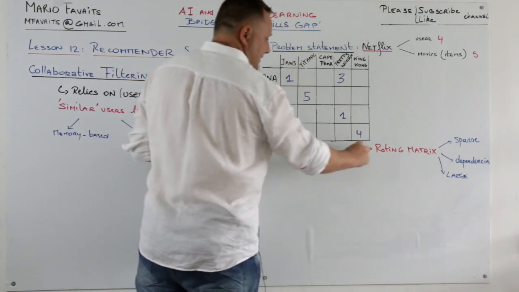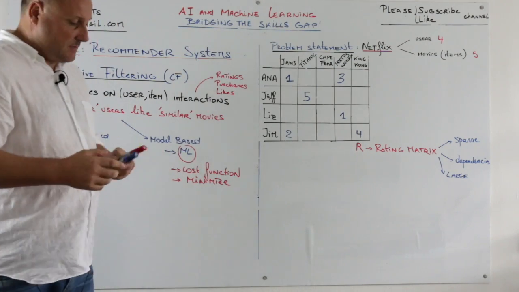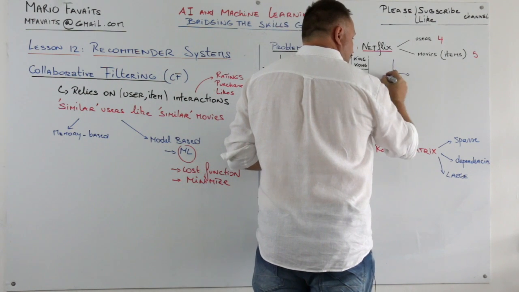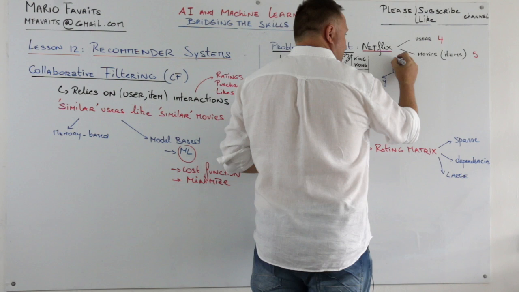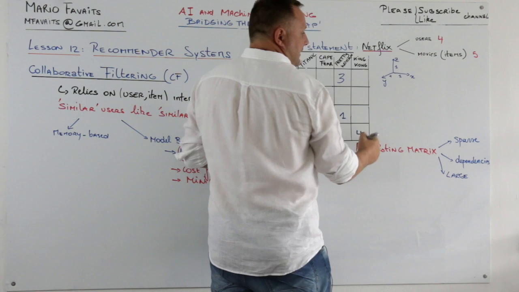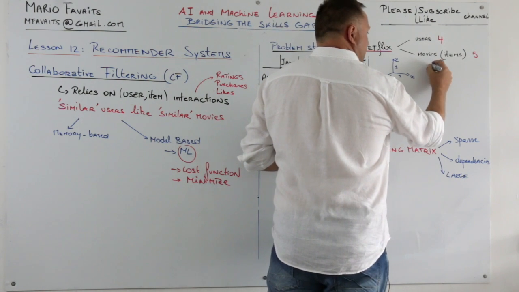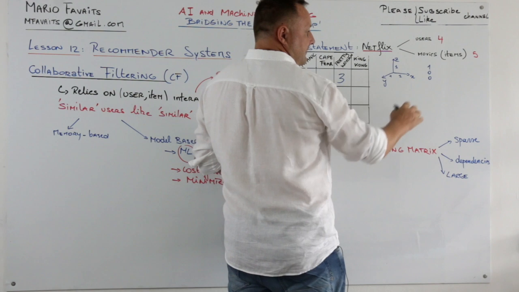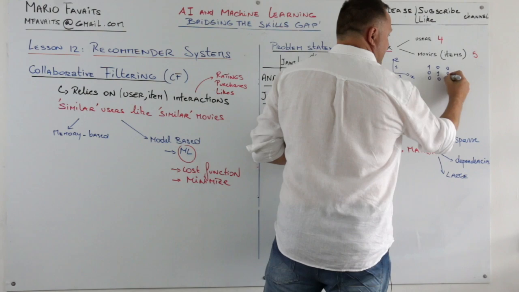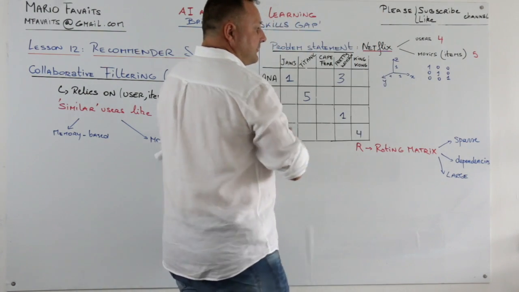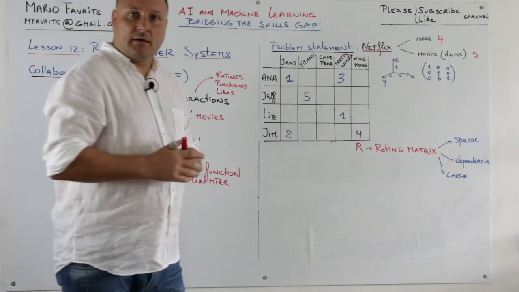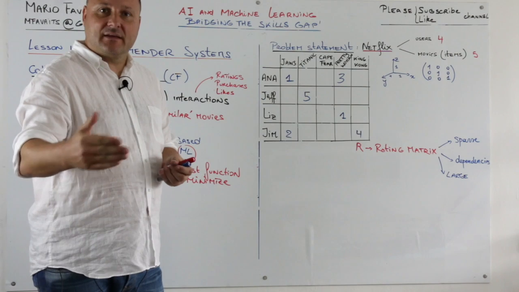This matrix here we call the rating matrix. Remember what is a matrix? Suppose you have your three-dimensional space x, y, z, and the unit length is 1, then you will have three vectors: 1, 0, 0 for x, 0, 1, 0 for y, and 0, 0, 1 for z. These are the three column vectors. Well, a matrix is nothing more than these column vectors stacked next to each other.